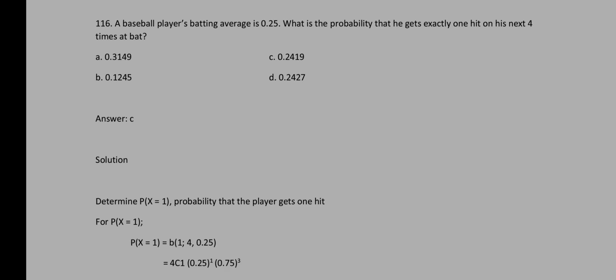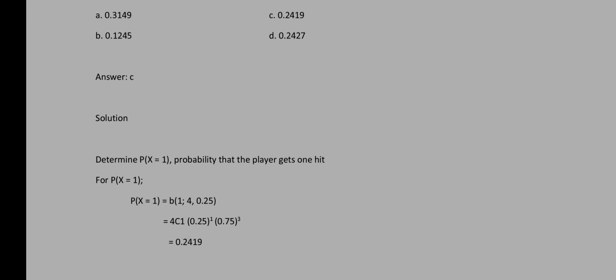Problem 116. A baseball player's batting average is 0.25. What is the probability that he gets exactly one hit on his next 4 times at bat? Sagot dyan ay letter C, 0.4219. Solution, ito.